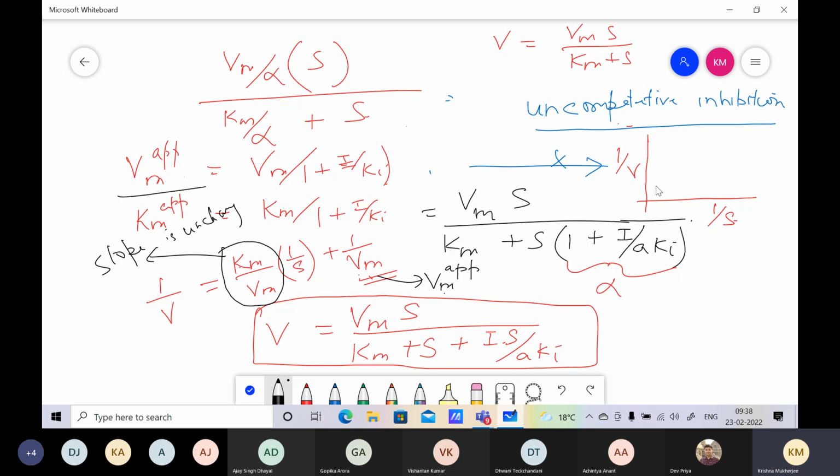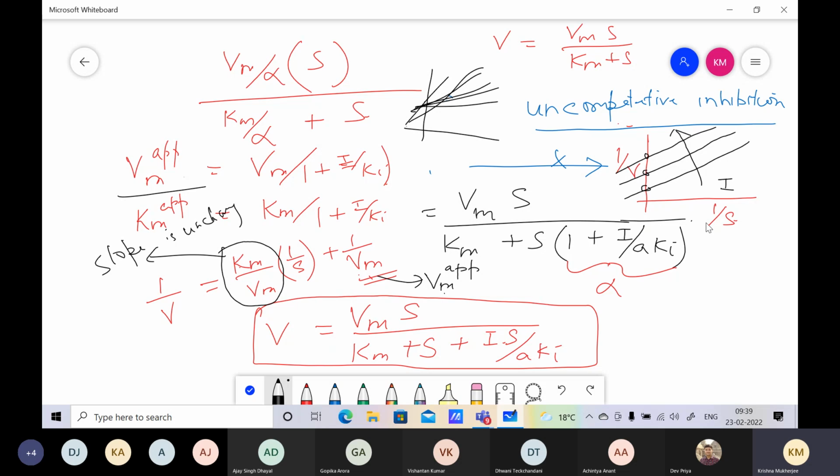So really, the graphs that I will get of 1 by V versus 1 by S for the case of uncompetitive inhibition will be like this. Notice that the graphs that we got for competitive inhibition were like this. They were slope different, intercept same. Here intercept is different, slopes are the same. And obviously, these points represent 1 by Vmax, and Vmax is declining, so 1 by Vmax is increasing. So as we increase the inhibitor concentration, the lines tend to shift upwards in parallel.